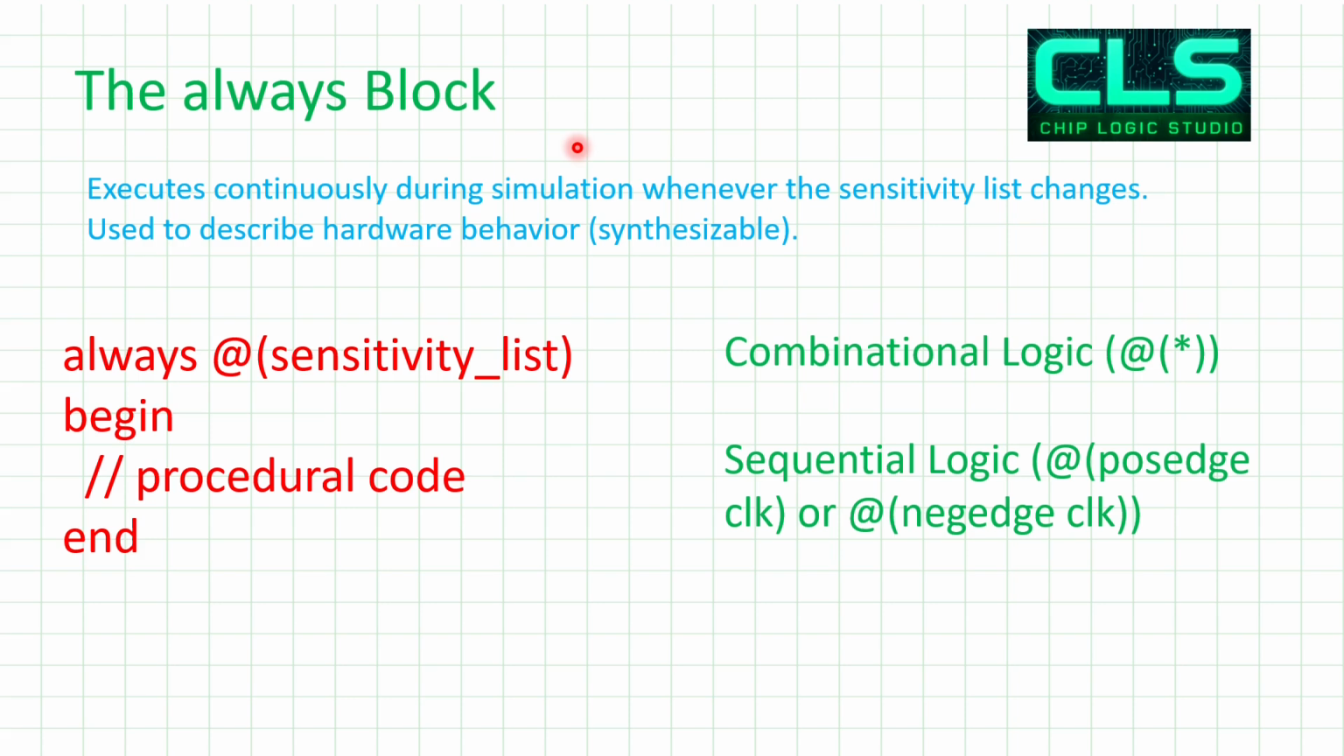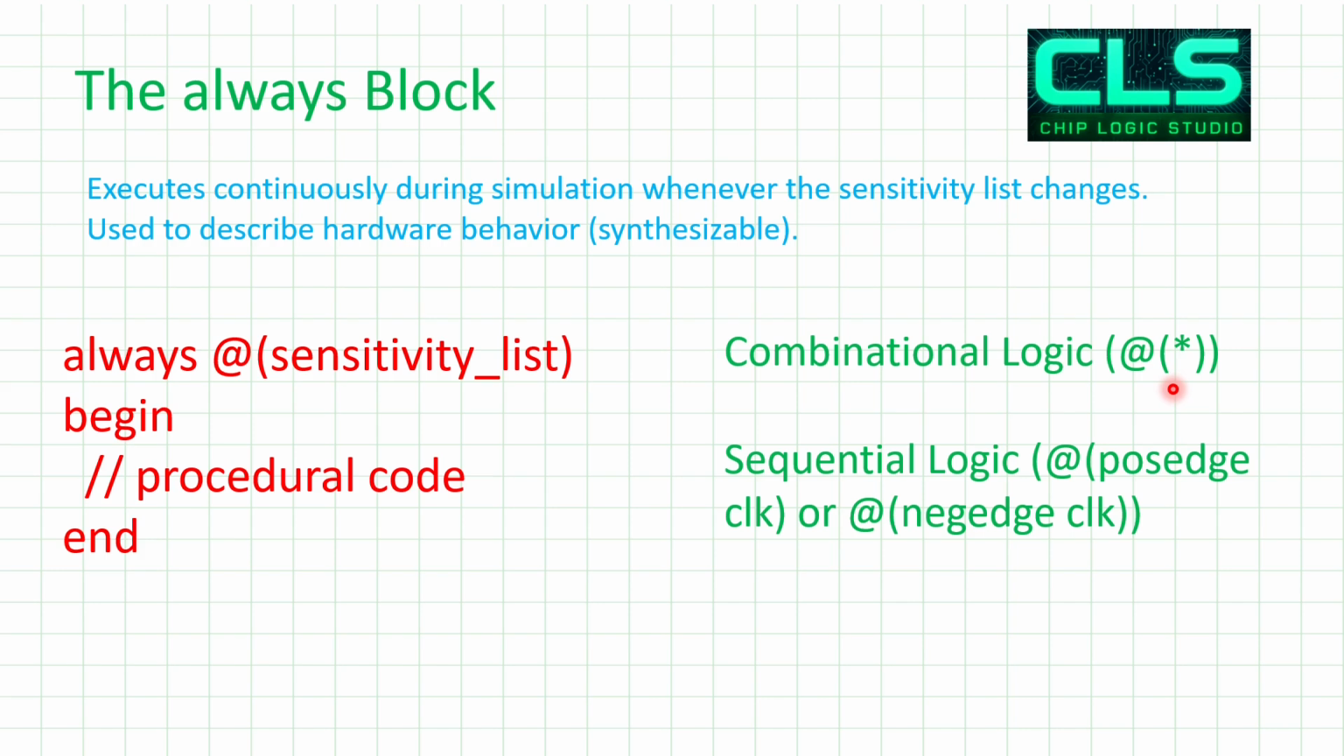Second is our always block, where we write logic for all the logical blocks like combinational, sequential, and everything. We will go towards that in the next slide. Firstly, it executes continuously during simulation whenever the sensitivity list changes. Whatever you write inside the parentheses is called the sensitivity list, and whenever it changes, or whenever you trigger the statement, the block runs.